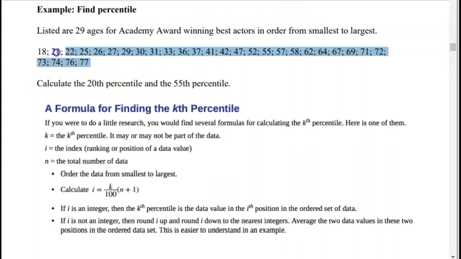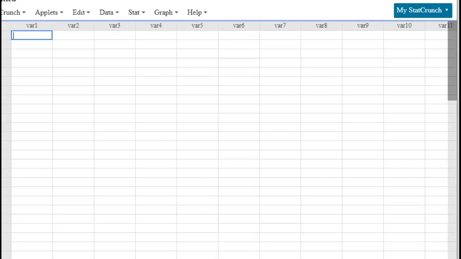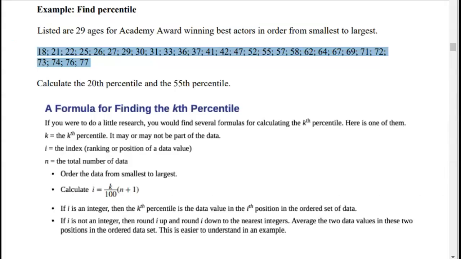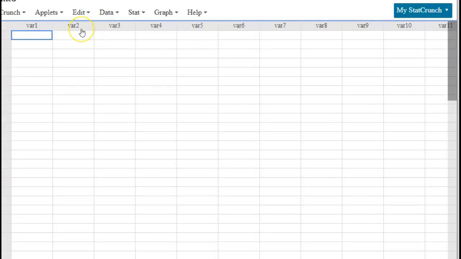So I'm going to put this data set in StatCrunch by my convoluted way. I could type it by hand. Maybe I should just type it by hand. Let's type it by hand. It might be faster. All right, so 18, 21, 22.